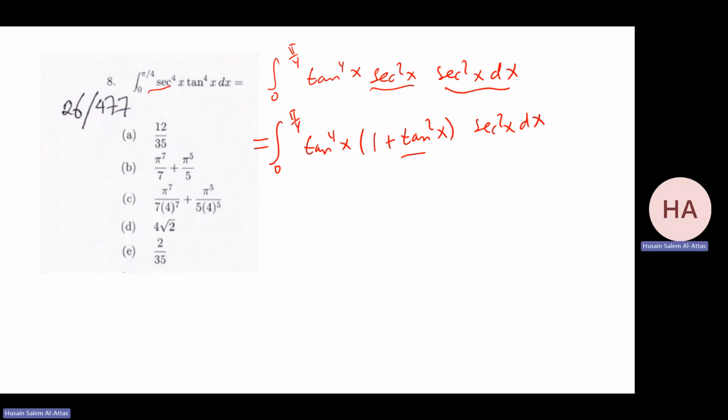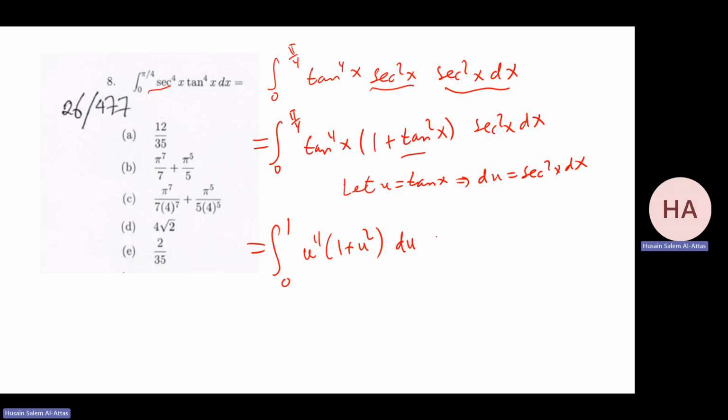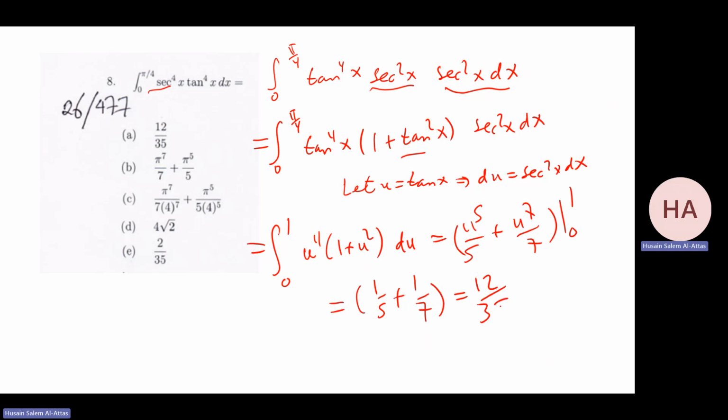Okay. So I will let u be tan x. What will be du? It's secant square x dx. So that will be what? From 0 to tan pi over 4, which is 1, u to the power 4 times 1 plus u square du. And that gives me u to the power 5 over 5 plus u to the power 7 over 7 from 0 to 1. That is what? 1 over 5 plus 1 over 7, which is 12 over 35, which is this one.